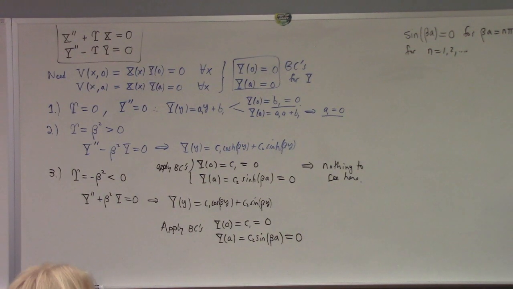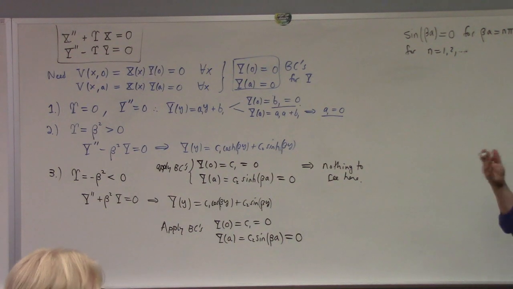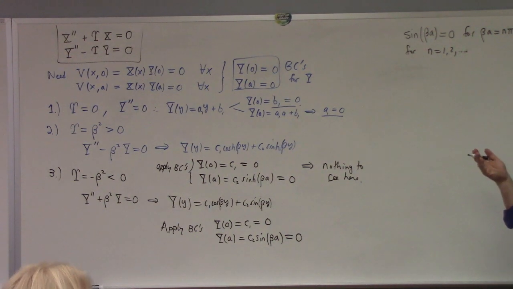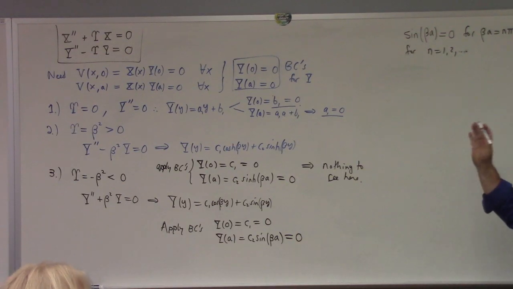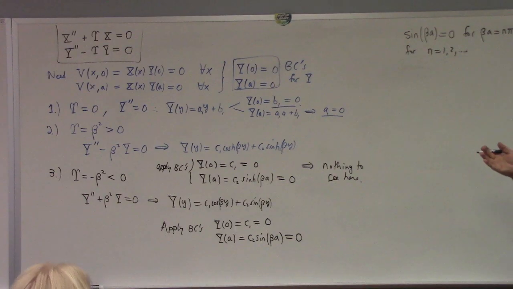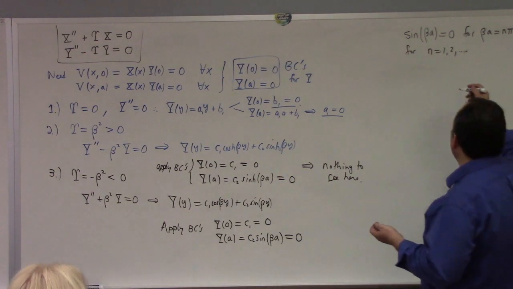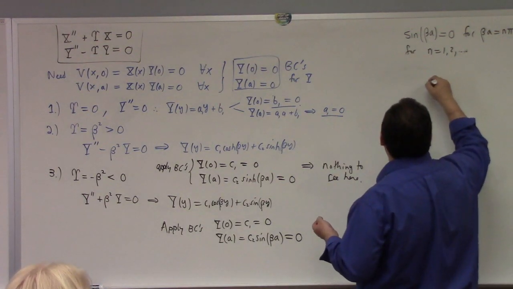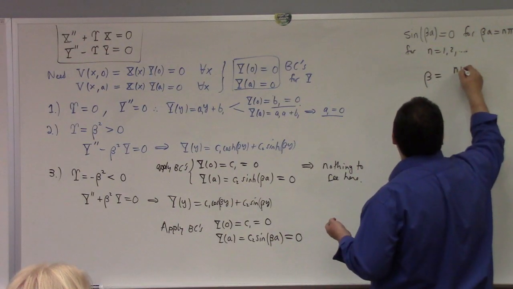But if you think about it, because we're building a solution as we are, it suffices to just look at positive integers. The 0 solution, we already got rid of. That's the constant solution. We don't care about that. So we start at 1. That's the interesting part here, right? So look at this. Apparently beta has got to be n pi over a.